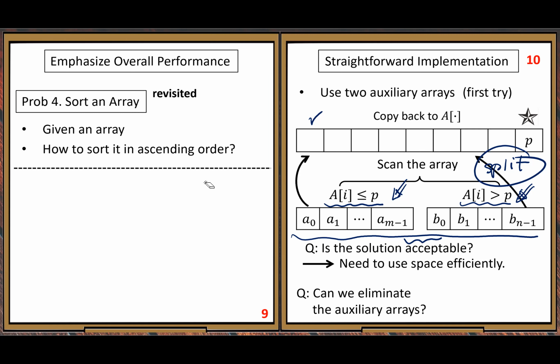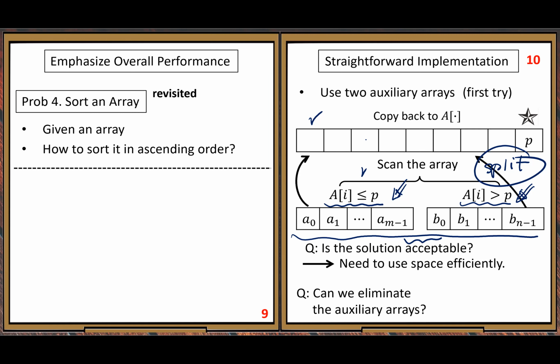When we do comparisons, we place the original elements into one of the two arrays based on the values compared with P, the pivot element. If the values are smaller or equal to P, we place them in the left array. Otherwise, if the value of an element is greater than P, we place it in the right array.